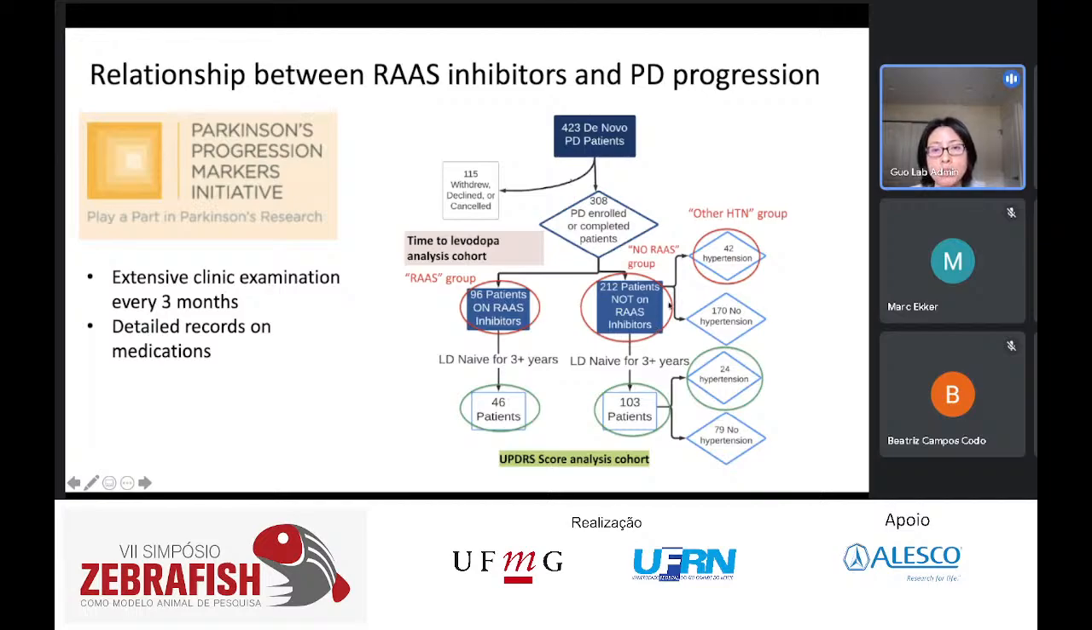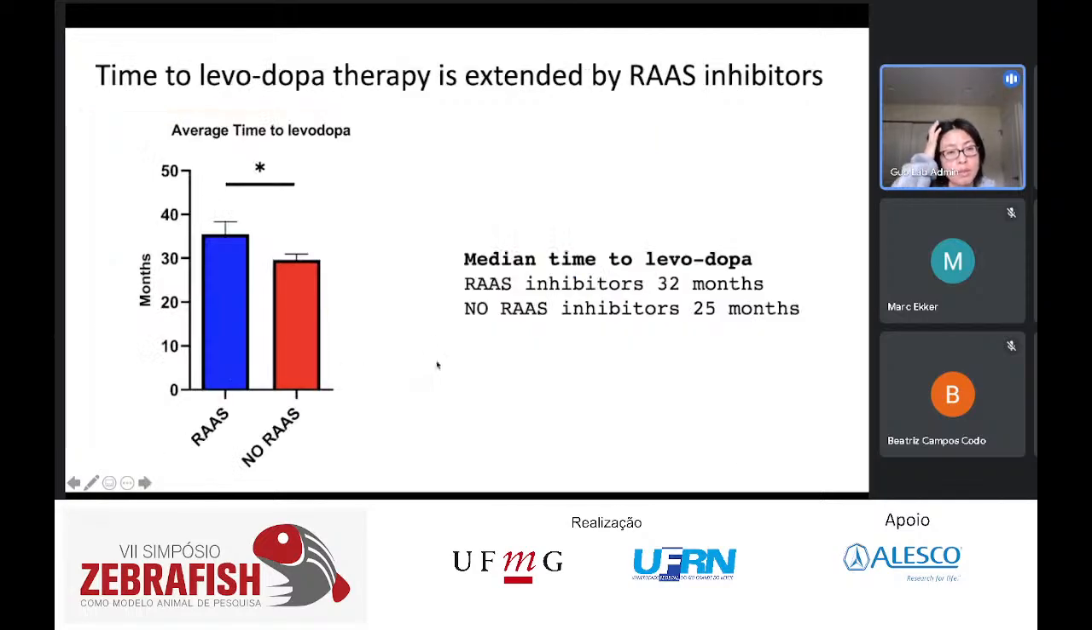So among these 212 patients not on RAS inhibitors, some have hypertension. For example, 42 of them have hypertension, but they are on other types of antihypertensives, but not RAS inhibitors. So we look at this data in these different groups. And then what we found, the readout that we looked at, is the time to levodopa therapy.